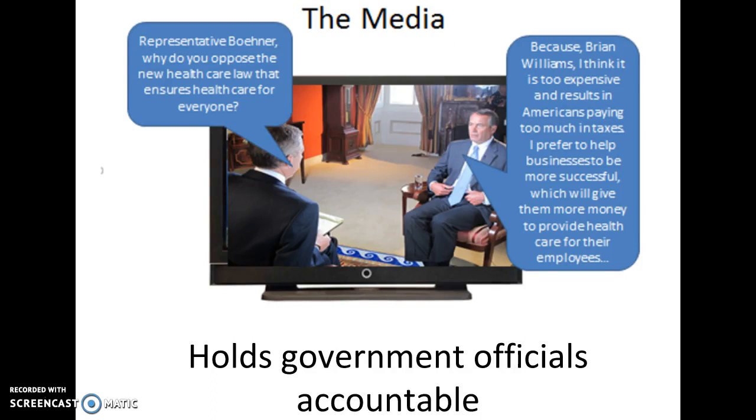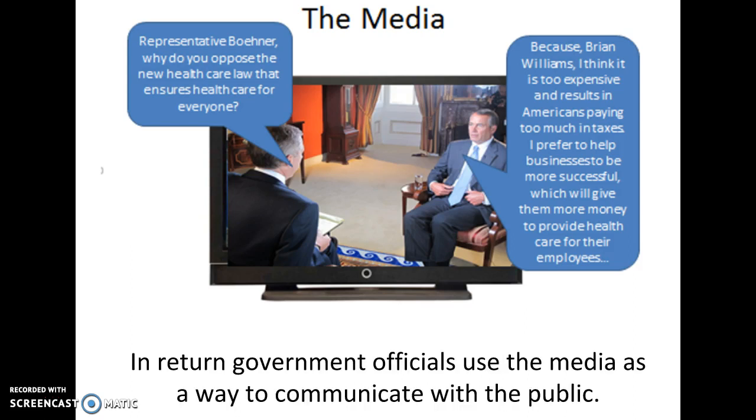If one of our representatives who's representing us does something that we don't agree with or that we question, sometimes the media will have them in for an interview and ask questions so that we get to hear their point of view, and we kind of hold them, so that they have to answer for their actions, that they are held accountable. On the other side of that, the officials use the media as a way to communicate with the public.